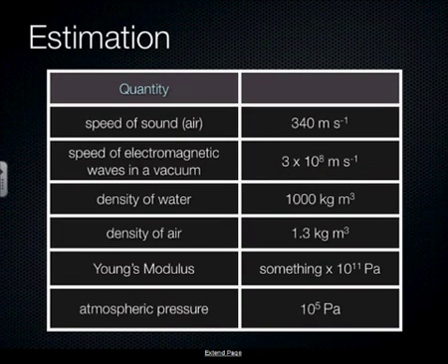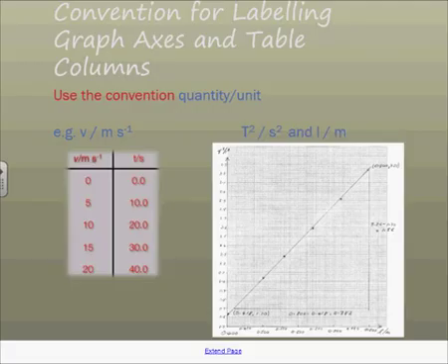Speed of sound, estimate 340. Speed of electromagnetic waves, 3 times 10 to the 8. Density of water, 1,000. Density of air, probably say 1 would be acceptable. 1.3 is probably a bit too precise. Young's modulus, something times 10 to the 11 pascals. And atmospheric pressure, about 10 to the 5 pascals.